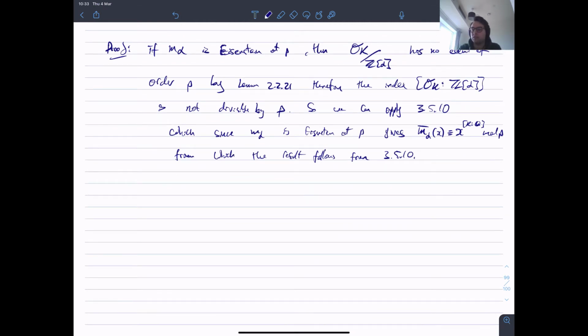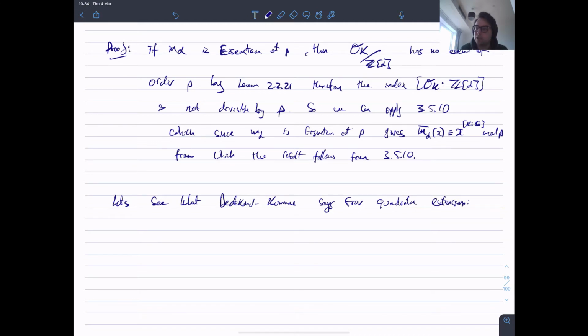Okay, so let's see what Dedekind-Kummer says for quadratic extensions. So let's just think about this a little bit. So let's do some pre-thinking about this. So if n is square free, then in Q square root n, there are three possibilities for how our primes are going to decompose.